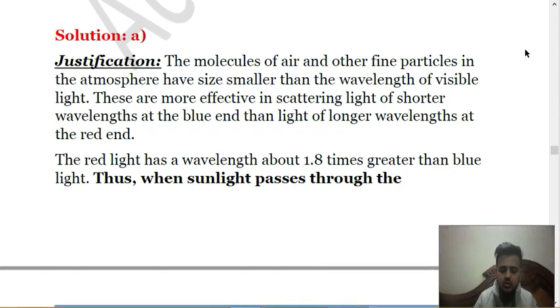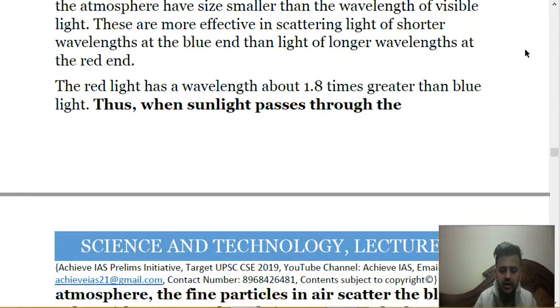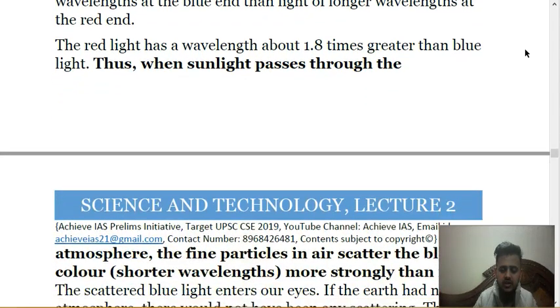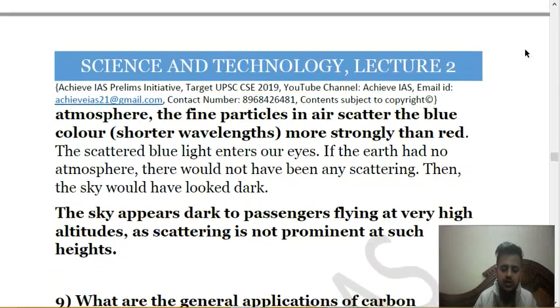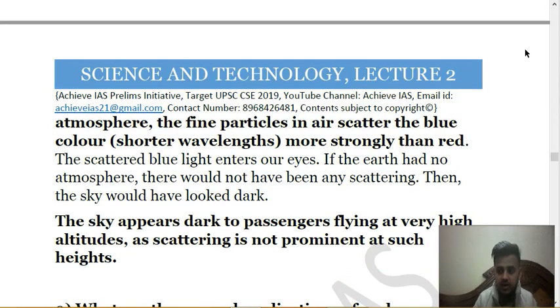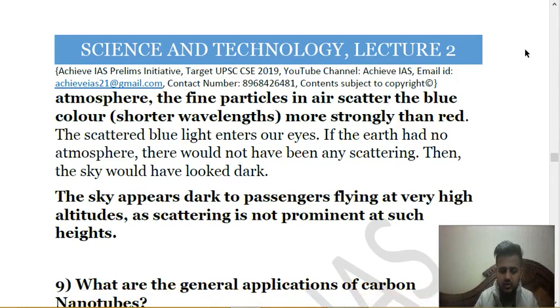So basically the blue sky is due to scattering of light, and in fact at high altitude, scattering does not take place, and the sky appears dark. So in fact if Earth didn't have an atmosphere, then the sky would have been black in color. So let's move on to the ninth question.